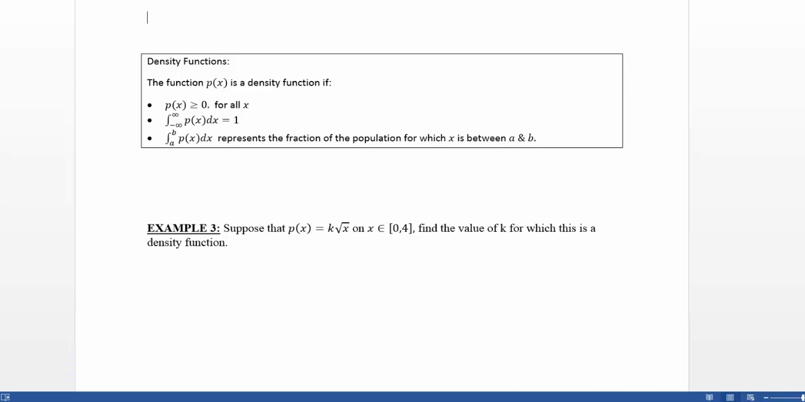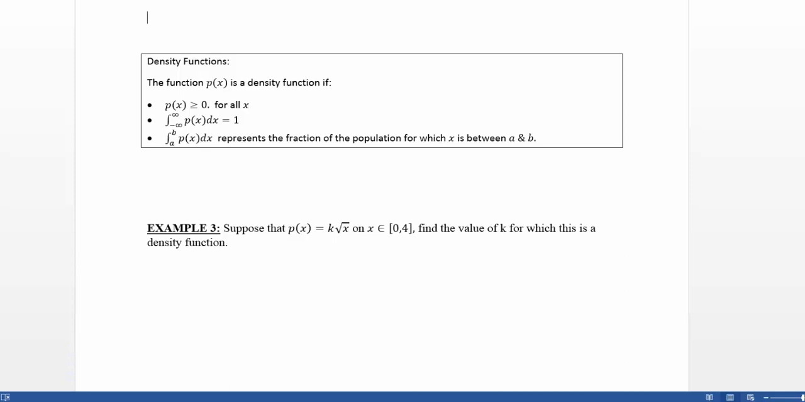Example 3. Suppose that little p of x equals k times square root of x on the interval 0 to 4. Find the value of k for which this is a density function. So notice that our x values go between 0 and 4. So that means that the square root of x will be positive as long as k is positive, or equal to 0. So the first part of our density function features is satisfied as long as k is positive. That means that our p of x will also be greater than or equal to 0.